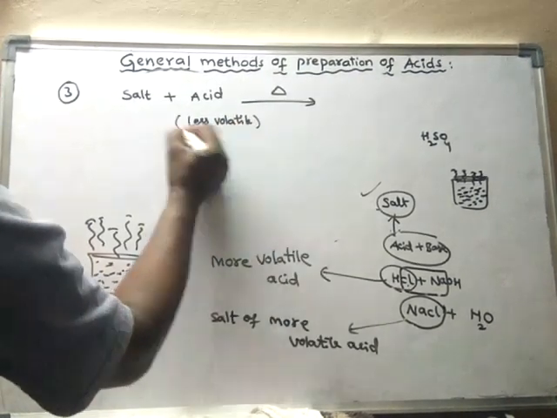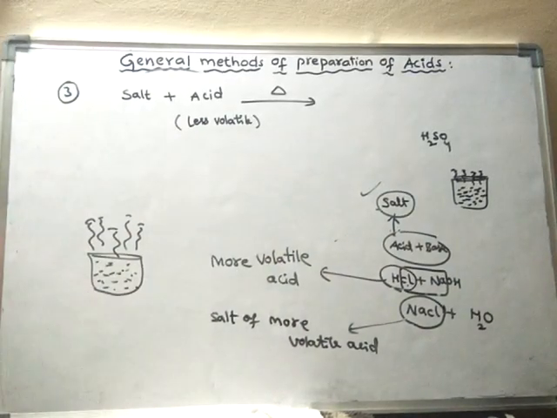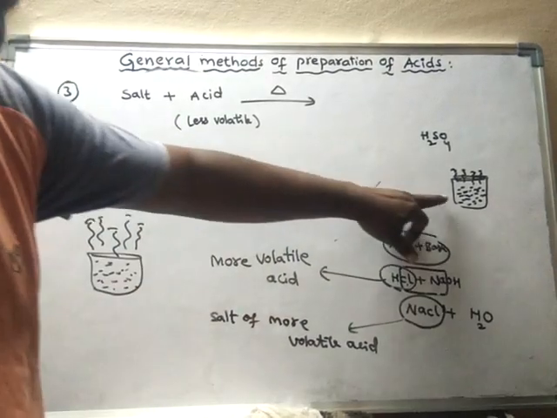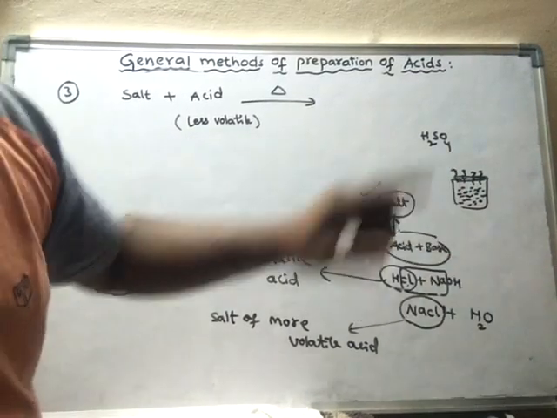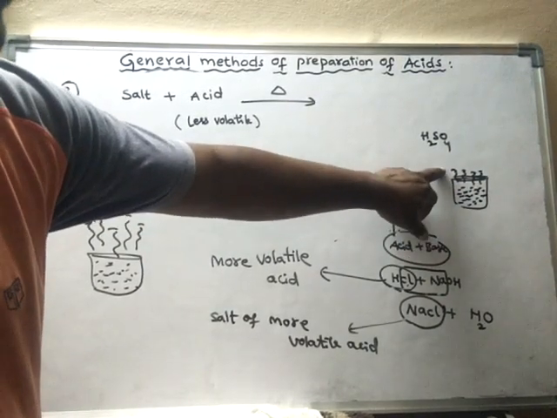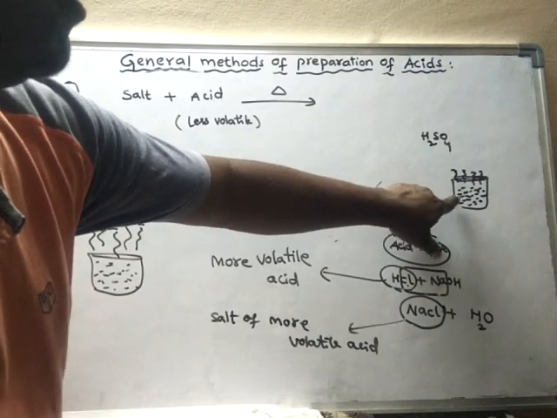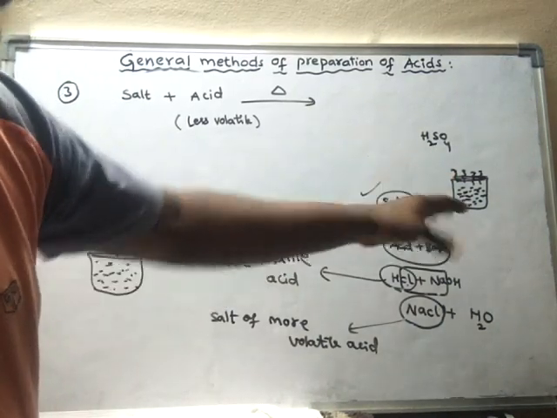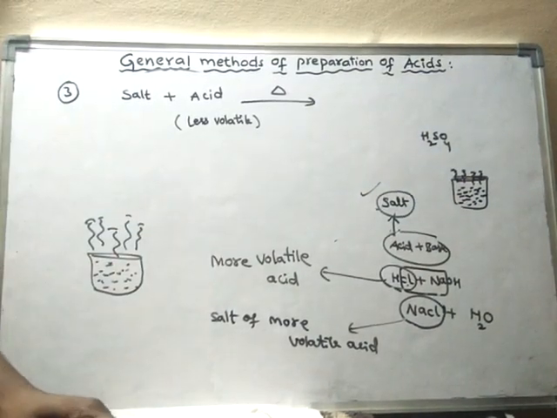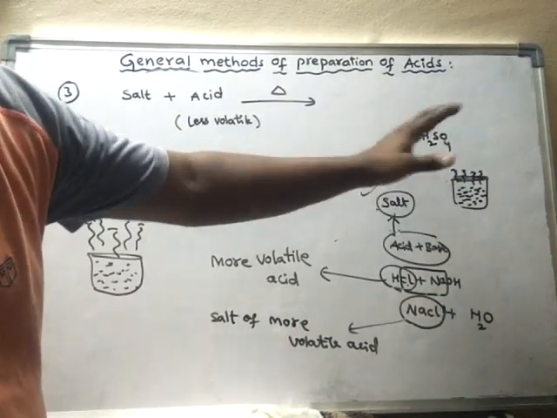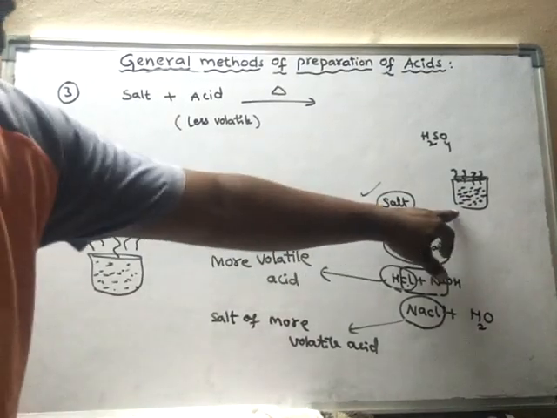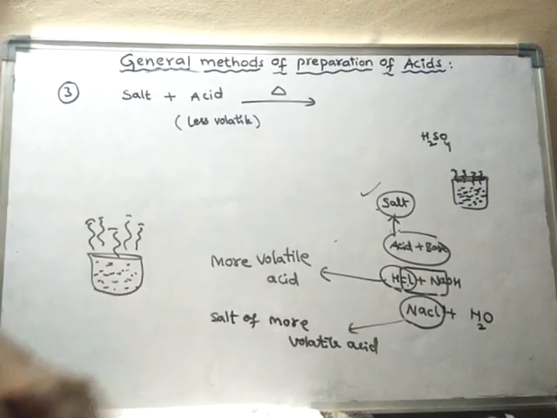That means the acid cannot convert into vapor easily. Very slowly, if at all, does it convert into vapors, and we have to heat such acids in order to get at least a little vapor. So under ordinary conditions, such acids do not convert into vapor easily. Such acids are said to be less volatile acids.